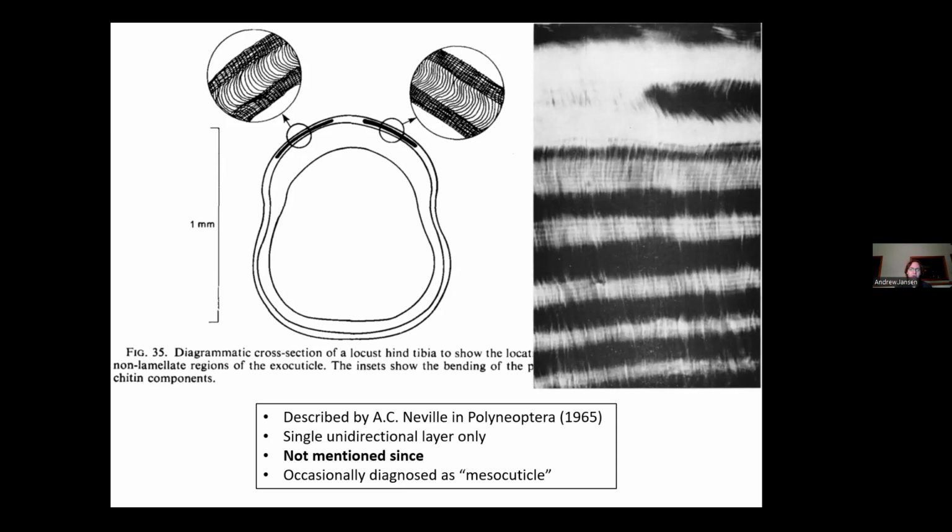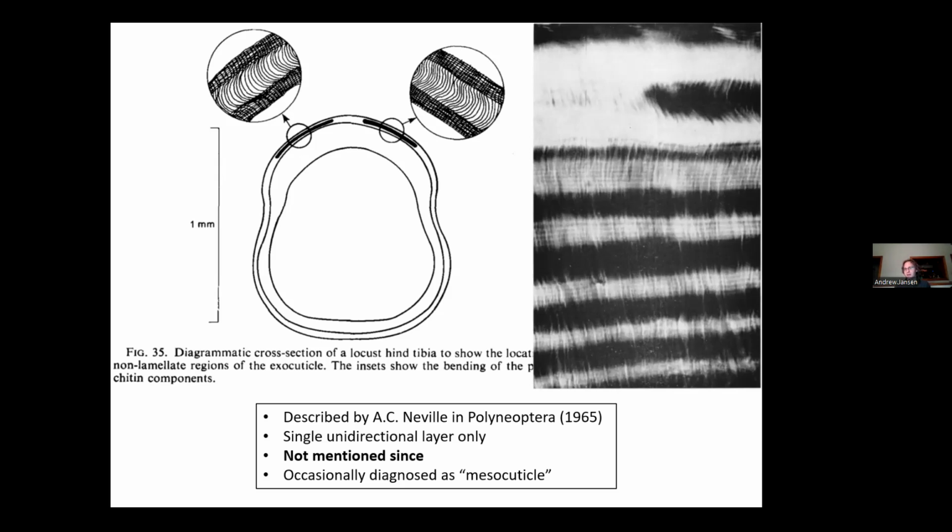Anthony Charles Neville noted that the exocuticle of different types of locusts and grasshoppers often had a zone where all the fibers faced in the same direction, so there was none of this rotation happening, and it was sandwiched in the middle of the exocuticles. It was very clearly the same material. And his hypothesis was that this was happening in areas where there was really high stress.